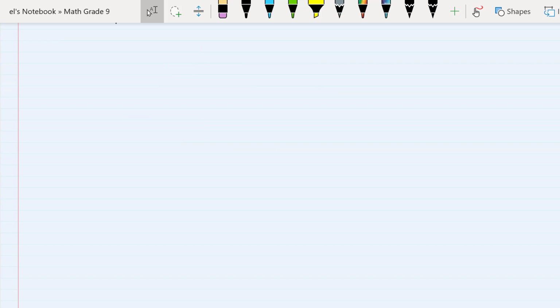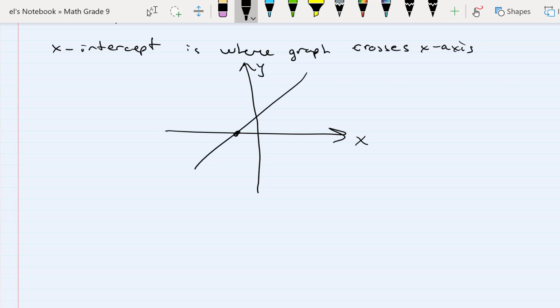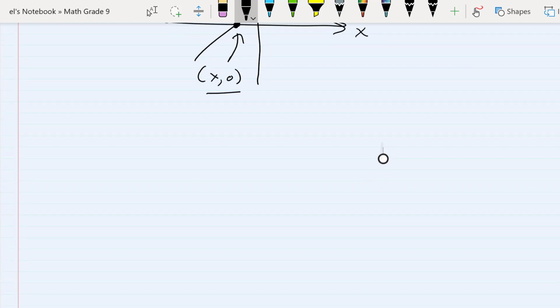Let us define a couple of things. The x-intercept is where the graph crosses the x-axis. If we draw a graph, this is x, this is y. The x-intercept is this point here, and we'll have coordinates x and 0. The y value will always be 0.